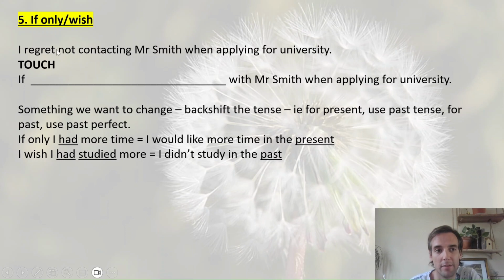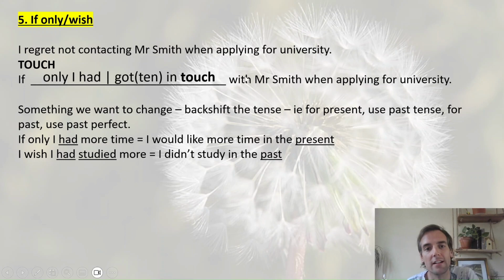So here we're talking about the past because I didn't contact Mr. Smith. If only I had got in touch in British English or gotten in touch in American English, then I'd be happy. The then is implied. We don't really need to say it, but the full sentence would be then it would have been better or something. And obviously the other point there is to contact is to get in touch. So with the past participle, gotten in touch. Okay, we're halfway through. Moving on.